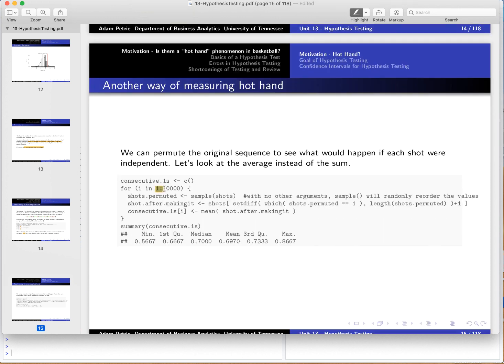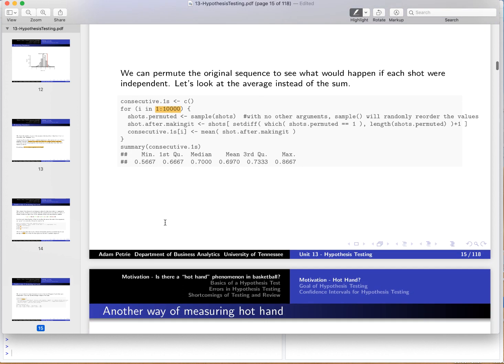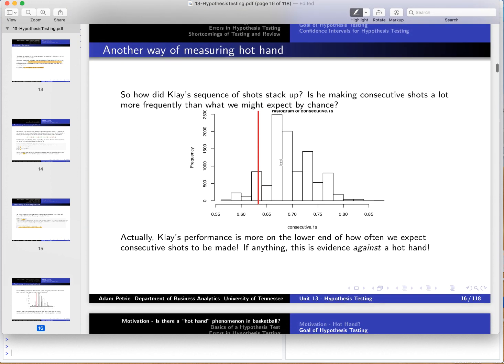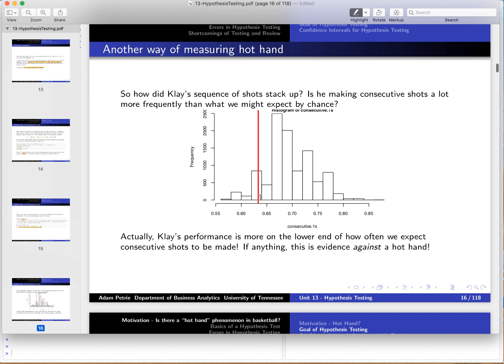So once again, we can set up a for loop to go through 10,000 different permutations of the original sequence, just randomly shuffling up those ones and zeros, measuring the fraction of time where a shot is made and immediately followed by another shot that was made. And so we can get a summary of what those fractions look like for purely random sequences. And so we see a pretty big variety, anywhere from 56% up to 87%. Let's look at a histogram here. And we see that Clay's fraction falls a little bit on the lower side, a little bit to the left of the peak. So what is this telling us?